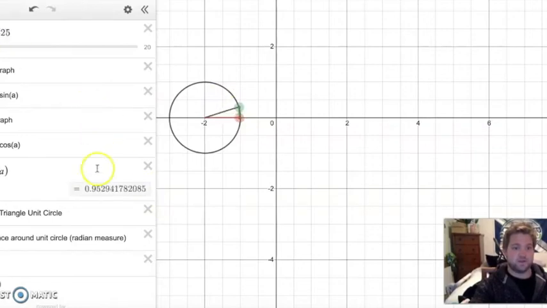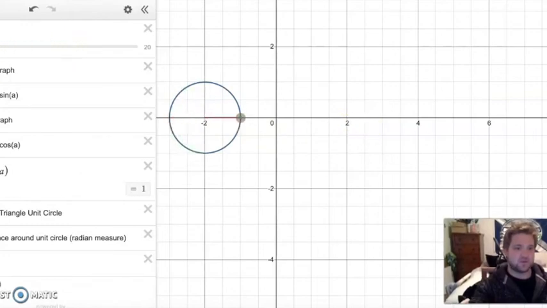So if we hit play, notice it's getting smaller. I get 0, it's negative. Then it becomes less negative, back to 0, and so on and so forth. So what we're going to be doing here is mapping the width, or the x-coordinate on the unit circle, on the y-axis, and on the x-axis will be the angle. Let's see what that looks like.